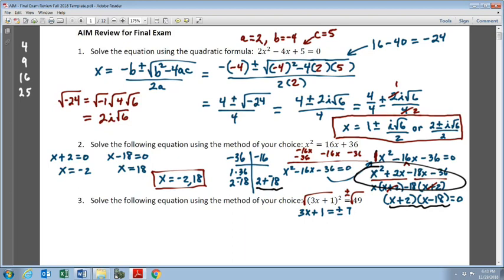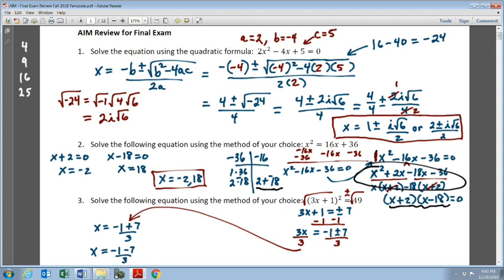Now, I need to solve for x, so let's subtract 1 on both sides. We're going to get 3x equals. Now, I like to put my negative 1 between the plus or minus and the 7, so let's put it like that. And we still need to solve for x, so let's divide each side by 3. And so we are going to get x equals negative 1 plus 7 over 3, that's the positive case. And x equals negative 1 minus 7 over 3, that'll be the negative case.